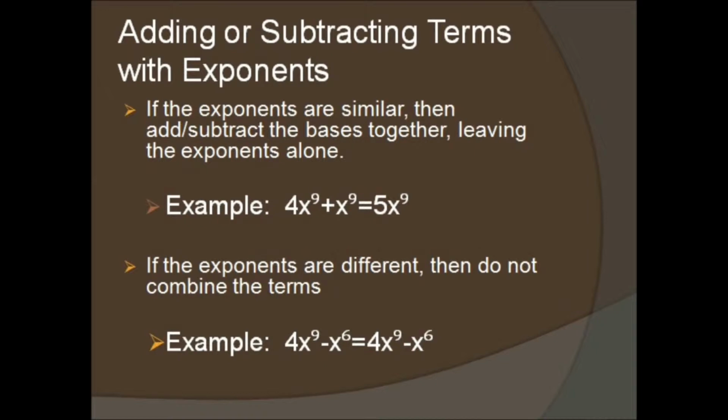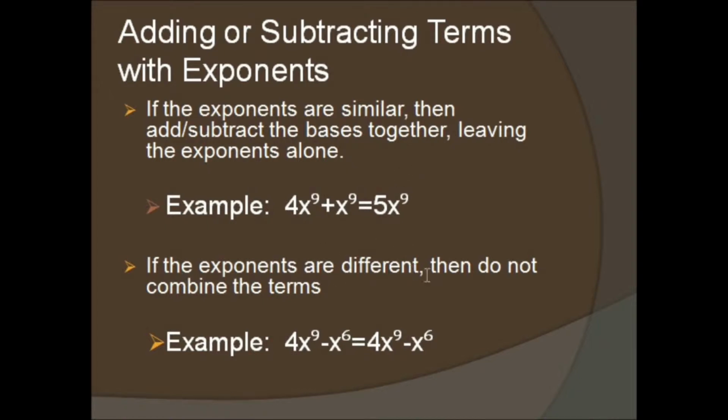First, when you are adding or subtracting terms with exponents, you need to look at the base and see if they are similar or not. If the base is the same, then you add the bases together but leave the exponent alone. For example, 4x to the 9th plus x to the 9th. The bases are the same and the exponents are the same, so we're going to add the bases. 4x plus x is 5x and the exponent stays a 9.